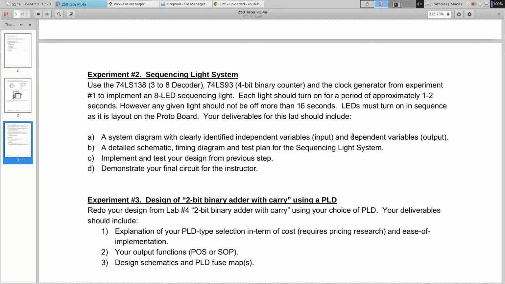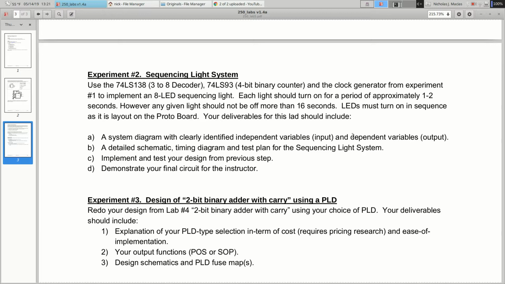And then a test plan. So if you're going to demonstrate this to someone, how are they going to know if this is working or not? So you should have a description of what they should see to verify that the circuit's working. And then implement your circuit, test it, demonstrate it, get a signature. You're good to go. Good so far? We got to talk about the details of that in a moment.